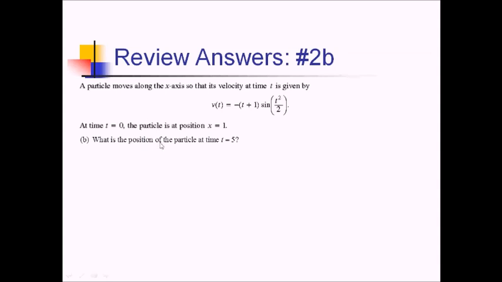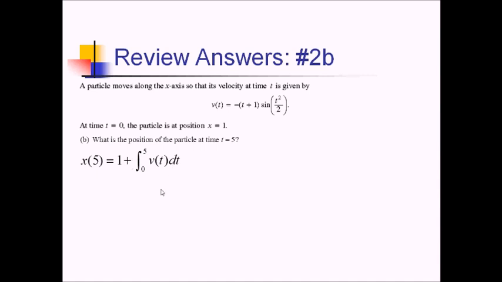For part B, they want to know the position of the particle described here at time 5. So to find the position, I need to know the initial position, and they said at time 0 we were at the position 1. And then to that position, I need to add the displacement from time 0 to time 5. So I'm going to do 1 plus the integral from 0 to 5 of velocity. Because again, I'm just adding the total change in position right here.